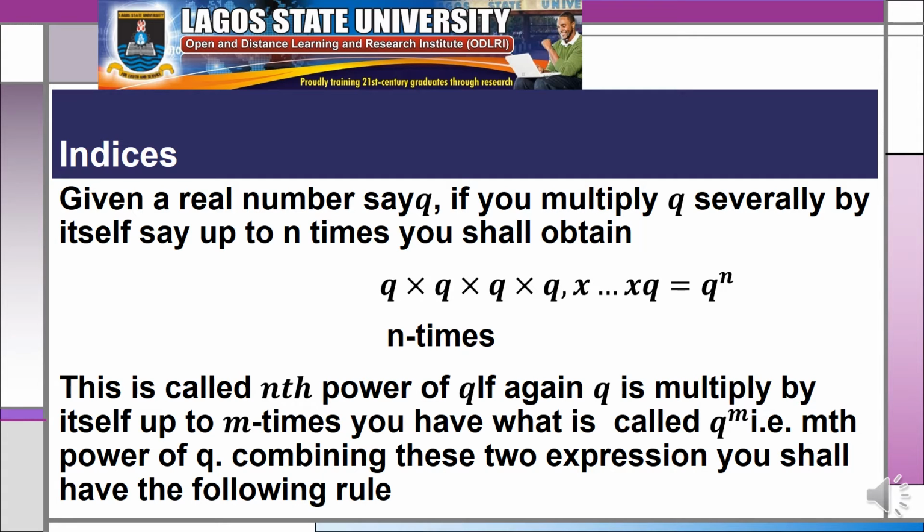Indices. Given a real number, say q, if you multiply q severally by itself, say up to n times, you shall have q times q times q up to n times as equal to q raised to power n. This is called the nth power of q. If again q is multiplied by itself m times, you have q raised to power m. That is the mth power of q. Combining these two expressions, we shall have the following rules below.